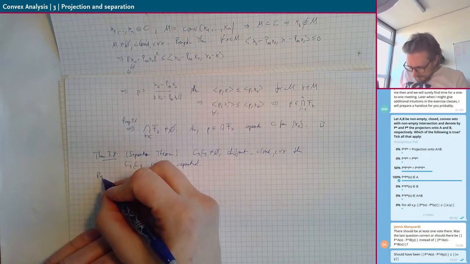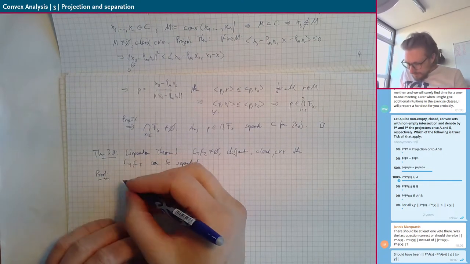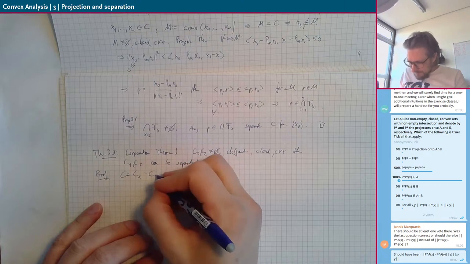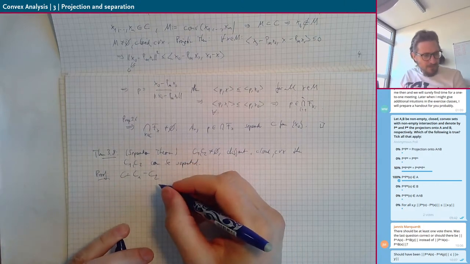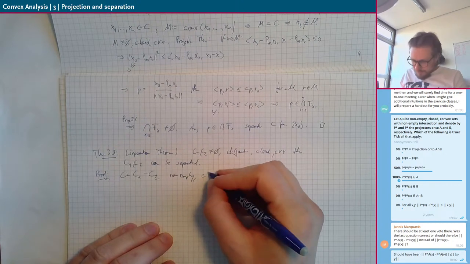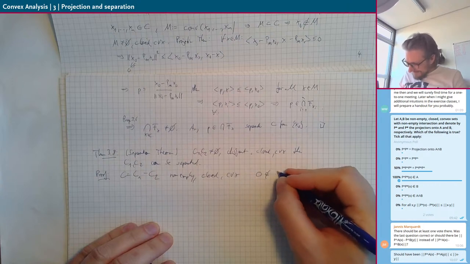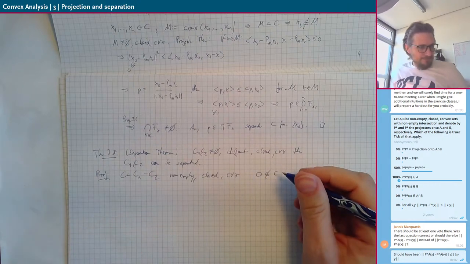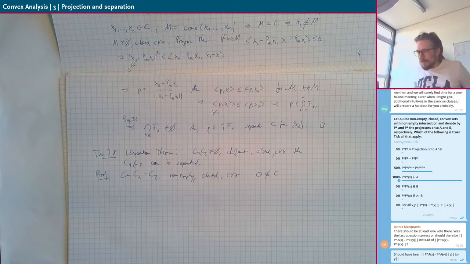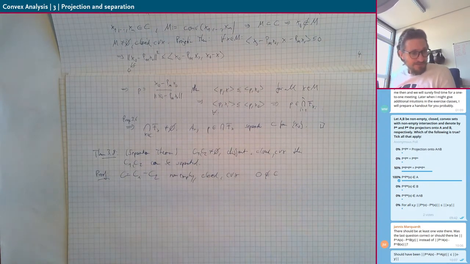And the proof now is simple, by our previous proposition. We again consider this Minkowski difference, C1 minus C2. Now, this is also non-empty, closed, convex, and again zero is not in C. So if it's not in C, it's also not in the interior of C, and we can separate.